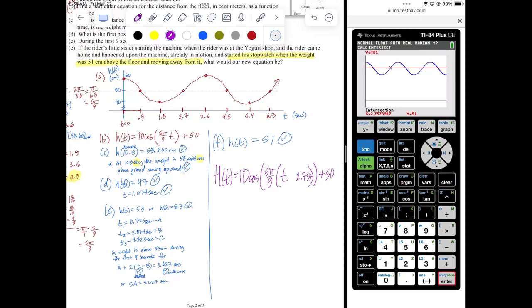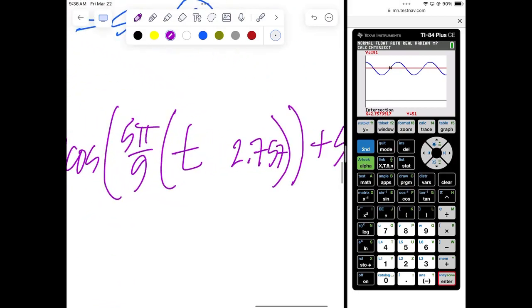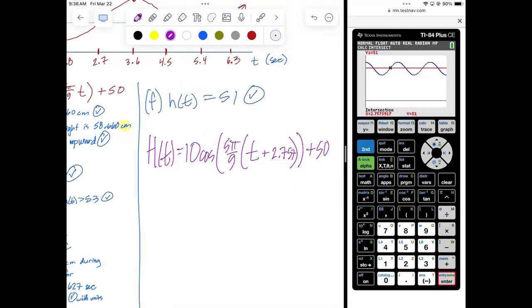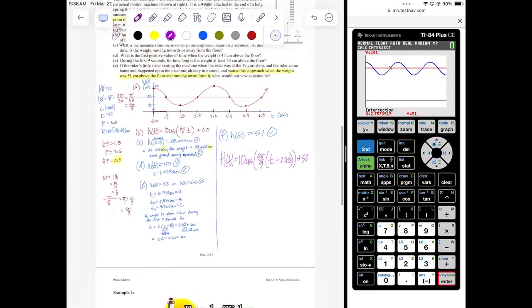Now, again, my question to you is, if that needs to correspond now with my y-axis, do I move that graph left or right to make that the new y-axis? I got to pick that graph up and move it back to the left, which means in my equation, is this plus or minus? Good, it's plus.